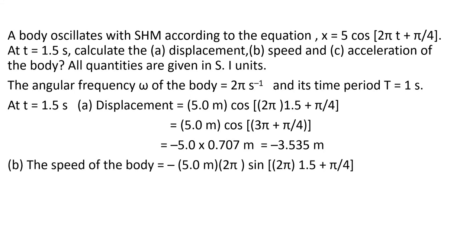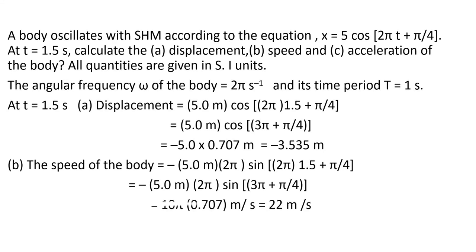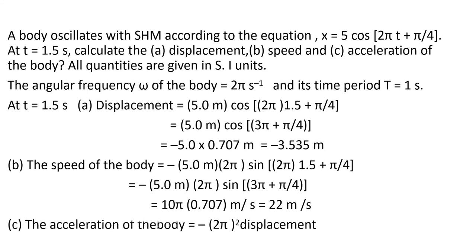Now we can find the speed. How to find, that is the formula. Speed is equal to minus A omega sine (omega t plus phi 0). So A amplitude is given by 5 and omega is 2 pi, sine (2 pi into 1.5 plus pi by 4). So what you will get, sine (3 pi plus pi by 4). If you simplify you will get it as 10 pi into 0.707, which is equal to 22 meter per second.